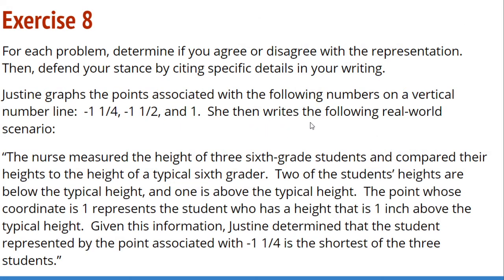All right, looking at exercise 8. Justine graphs the points associated with the following numbers on a vertical number line. Okay, quick little vertical number line here. I've got negatives and positive. I've got a positive 1, gets to be by itself. I've got a negative 1 1/4. And I've got a negative 1 1/2.